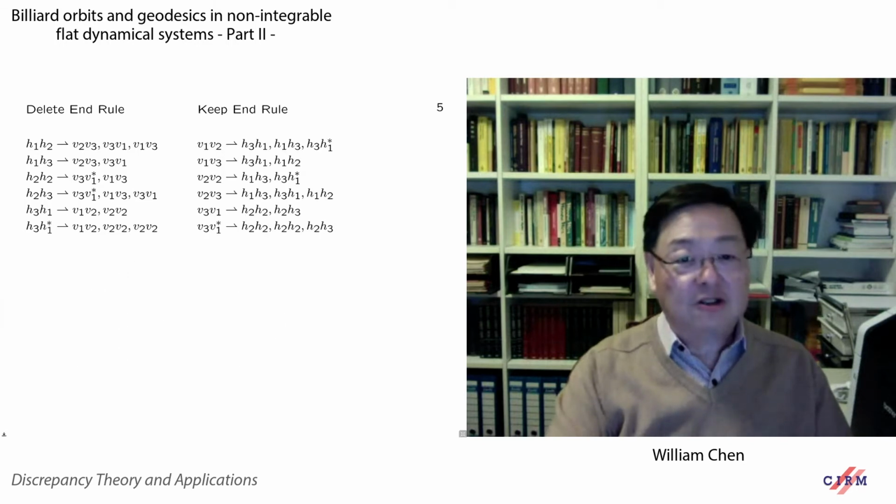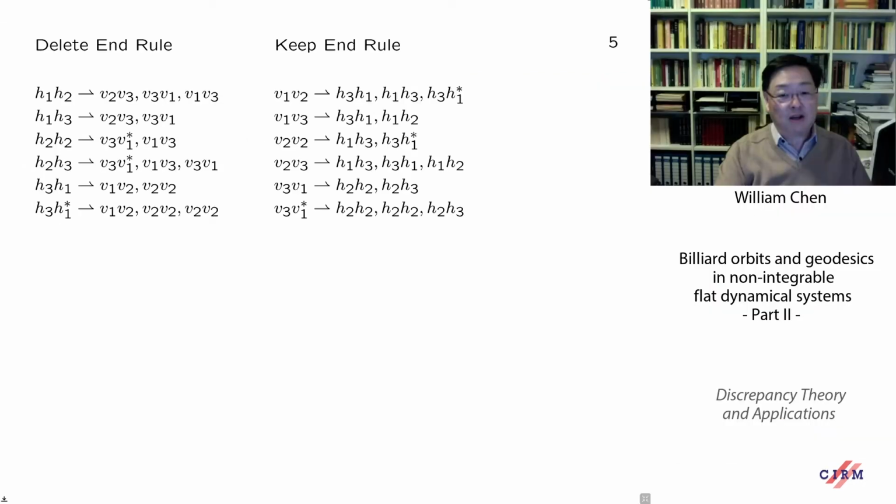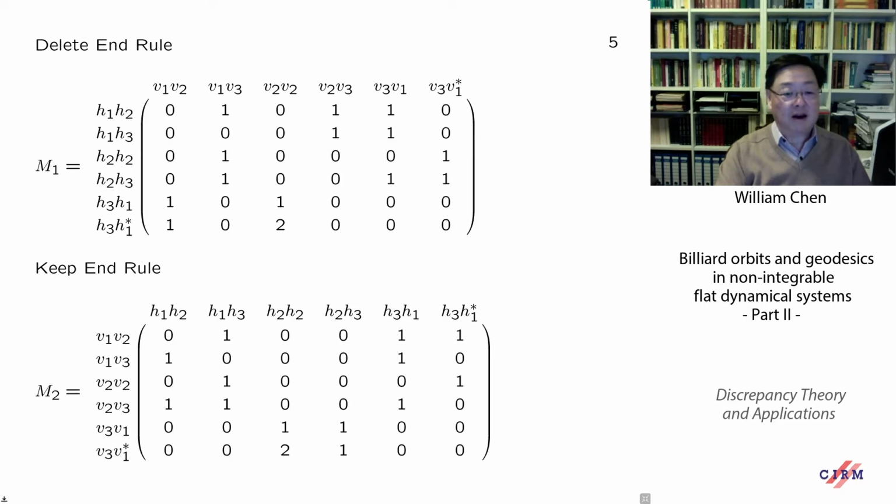Next, let us use the keep n rule to work out all the ancestors of the almost horizontal units. There's a V1, V2, and so on. And we get another transition matrix, which is slightly different from the first one, because we are now keeping the units at one end rather than the other.